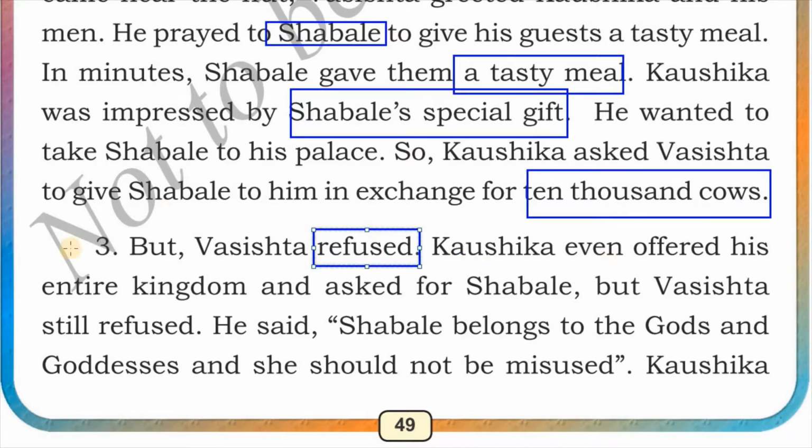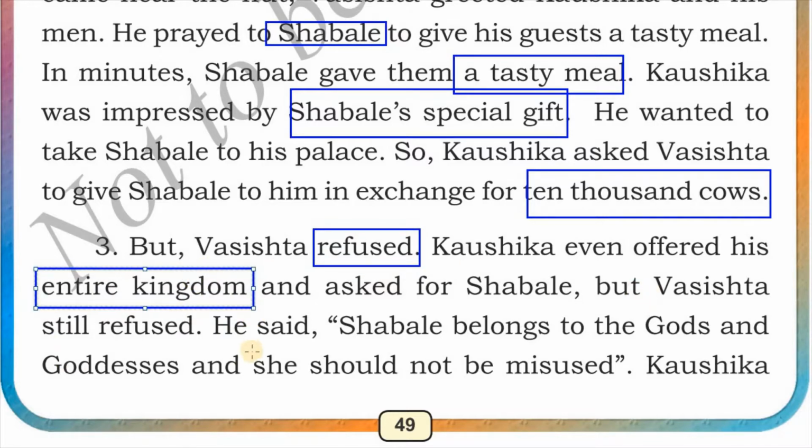Kaushika even offered his entire kingdom and asked for Shabale. But Vasishta still refused. Kaushika really wanted to take Shabale with him, so he is offering Vasishta more and more in exchange for Shabale. He is saying, take 10,000 cows. And when Vasishta refused, he said, you can take my entire kingdom if you give me the cow Shabale.